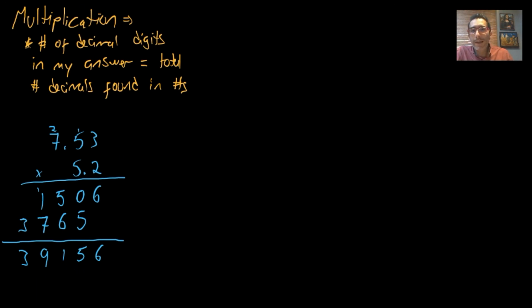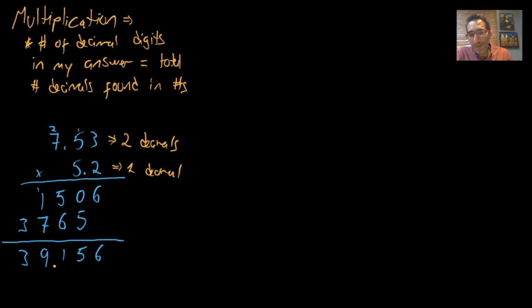Now let's go again to the decimal point. Again, the total number of decimal digits in my answer must be equal to the total number of decimal digits found. So basically, in the analysis, this number has 2 decimal digits, and this number has 1 decimal digit. So in total, I have 3. That means that in my answer, I must place the decimal point in the position where my answer has 3 decimal digits. So this is 1, 2, 3.